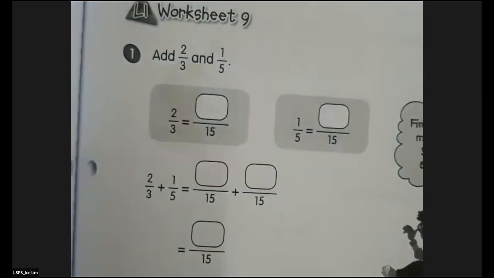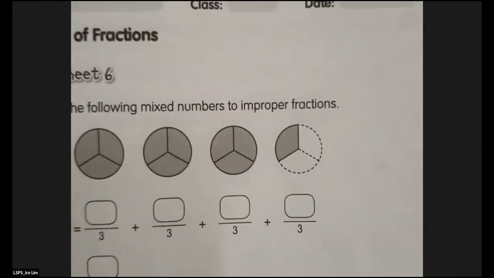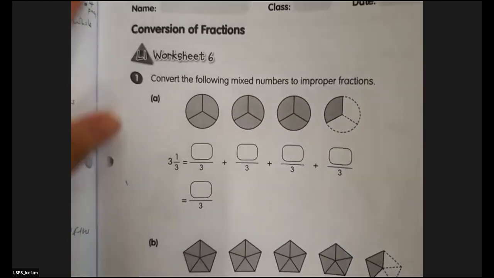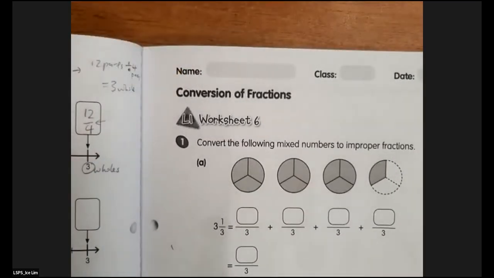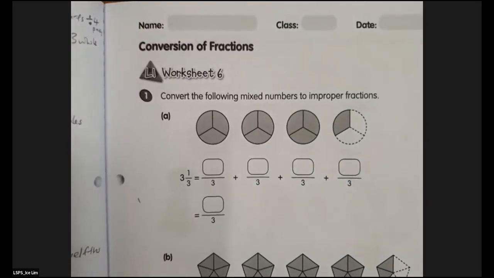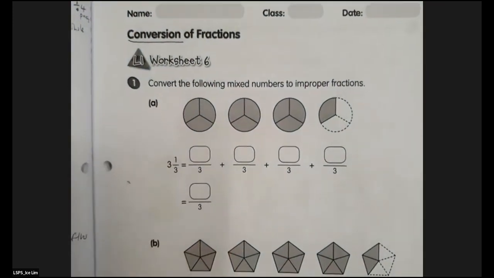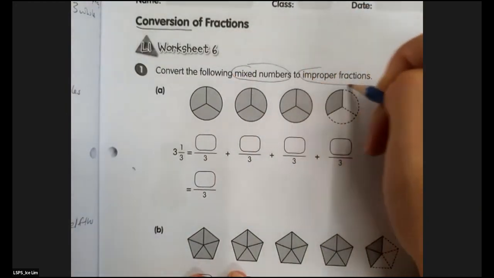Let's look at your homework now. See how you have been doing. Just now Ayla came over and said that she's really struggled a little bit at it. This is on page 99. So at 99, we're dealing with converting from one type to the other. In this case, it's from mixed number to improper fraction.